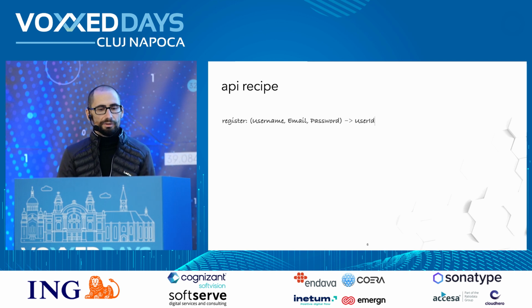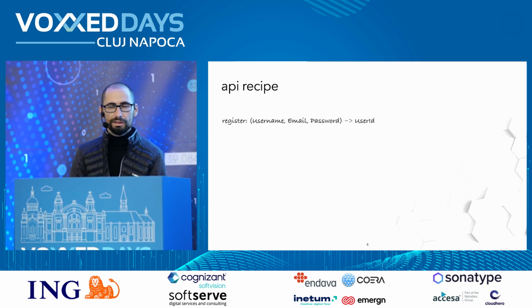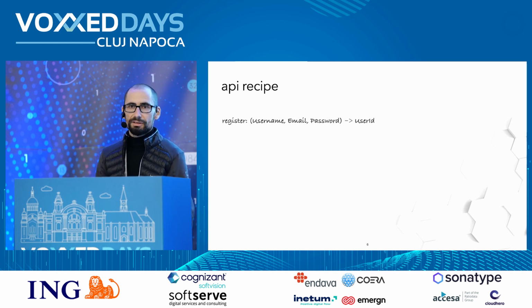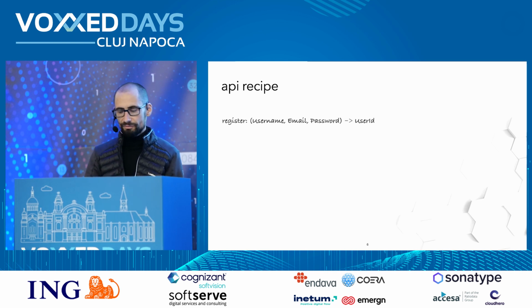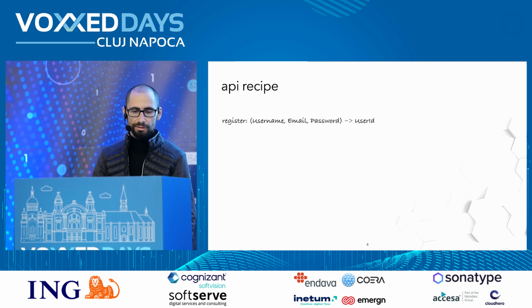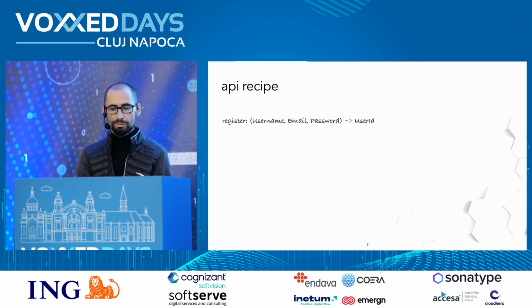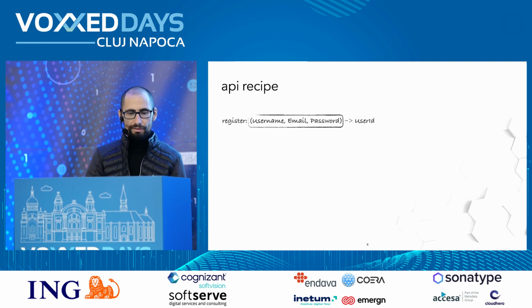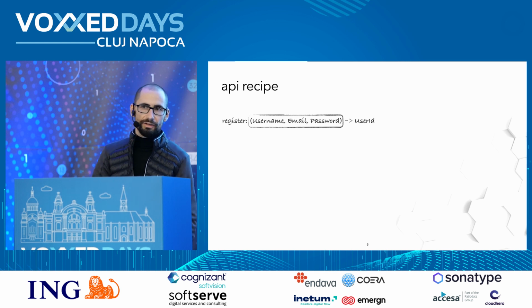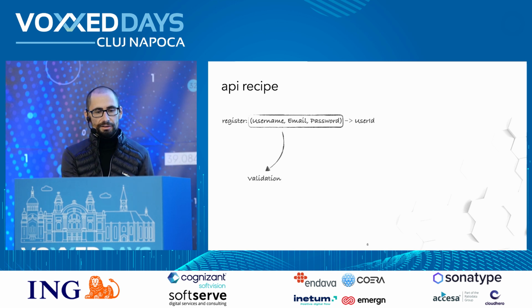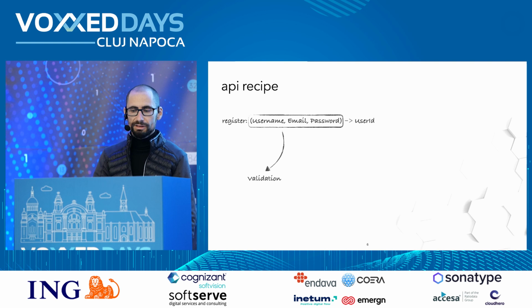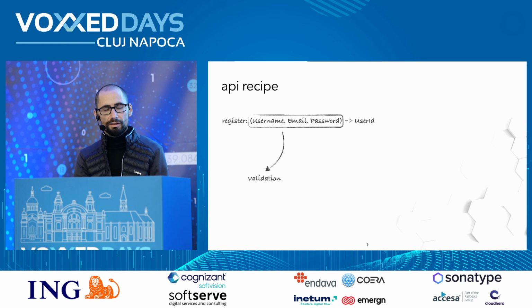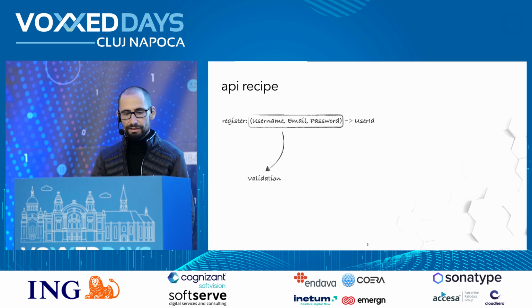So what we are going to do today, basically, we have a use case that might seem simple. We're going to register a user, and we are going to get as input from the user the username, the email, and the password, and we're going to return the user ID. However, there are some things that we need to think about when we are designing the API. First of all, it's the validation. We are going to have some business rules that we'll have to enforce somehow and guard our system from invalid data.